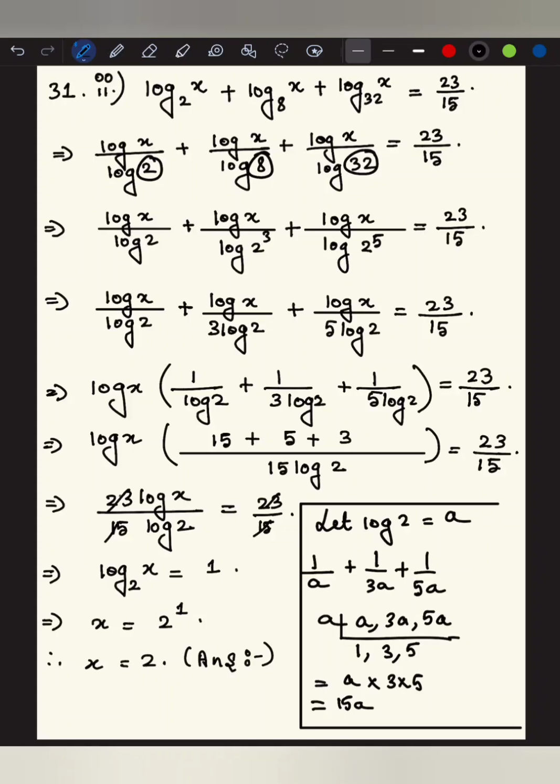So 15 plus 5 plus 3 is 23, so it will be 23 log x by 15 log 2. Understood? Which is equal to 23 by 15. This 23 and 15 get cancelled out, which implies log x by log 2, we can write it as log x base 2, is equal to 1. Therefore x equals 2 to the power 1. Therefore x equals 2, which is our answer. Understood?